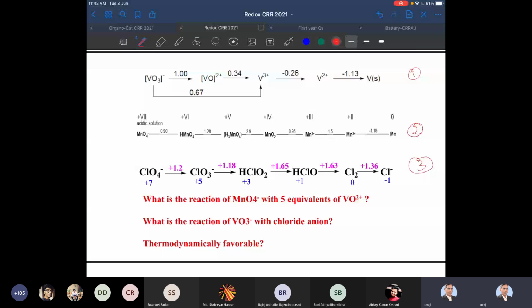These are the model questions, and this is usually how the questions will be asked. So what is the reaction of MnO4 minus with 5 equivalents of VO2 plus? When you talk about the VO2 plus, look at that carefully. The 2 plus is the oxidation state, right? Have a look and then answer.